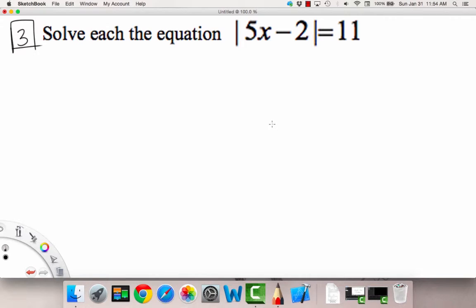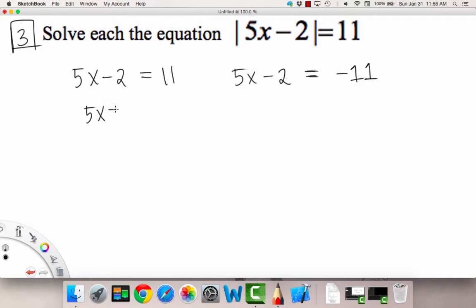Okay, for number 3, we're going to practice solving an absolute value equation. Because we don't have an inequality, this is an equation, so we're just going to form 2 mini equations. The first equation is formed by simply removing the absolute value signs. The second equation is formed by taking away the absolute value signs and setting that equal to the negative, or the opposite, of whatever we had before. Now we're just going to solve these two separately.